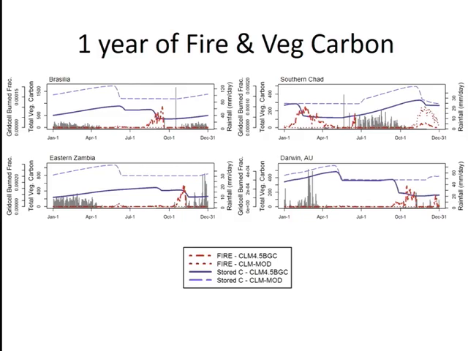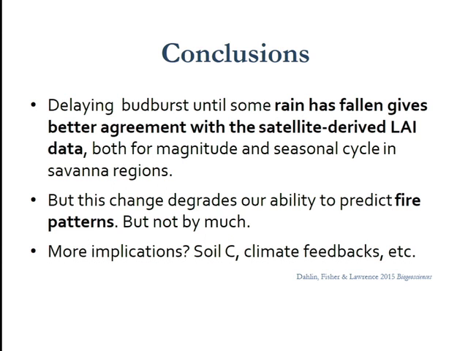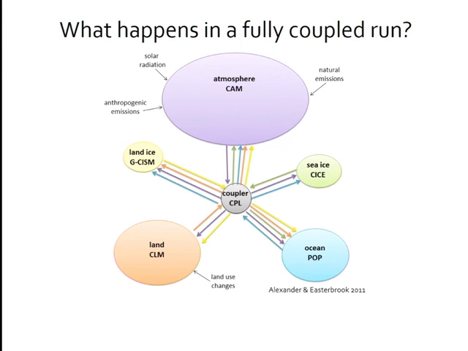The big conclusions were, yes, we could tweak our model a little bit and make it look a little bit better, but our change degraded our ability to predict fire, but there's lots more work to do in the fire space. And I'm curious going forward to see how this affects the bigger system, and what I'd really like to do is see what happens in a fully coupled run, which this change was actually incorporated into the base of CLM, so that we will find that out at some point soon.